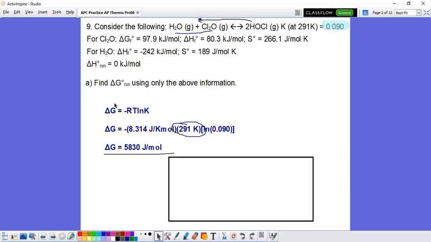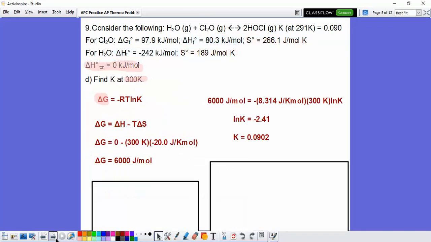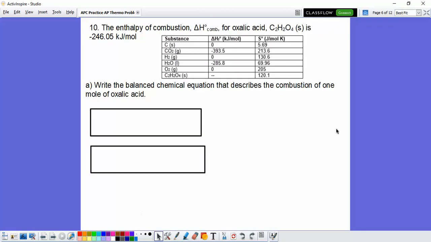Like back here, delta G, we had to use the Ratlink equation because we had K. We didn't have enough of the other stuff to use any of our other formulas for delta G. Okay? Now for the next one.